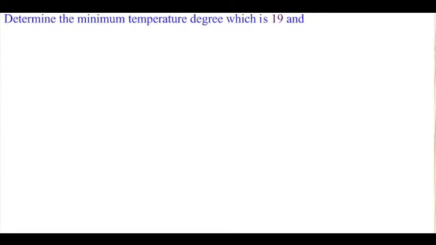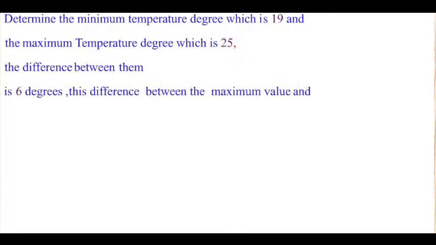Determine the minimum temperature degree, which is 19, and the maximum temperature degree, which is 25. The difference between them is 6 degrees. This difference between the maximum value and the minimum value is called the range.